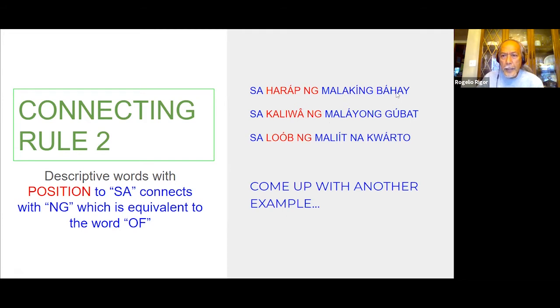Sa harap ng malaking bahay, in front of the big house. Sa kaliwa ng malayong gubat, to the left of the forest that's far away. And sa loob ng maliit na kwarto is inside a small room. So the position is connected with the connective to the noun. I'll give you the list of the adjectives. There's a whole bunch of them, but you'll be using these adjectives more as we go into basic three.